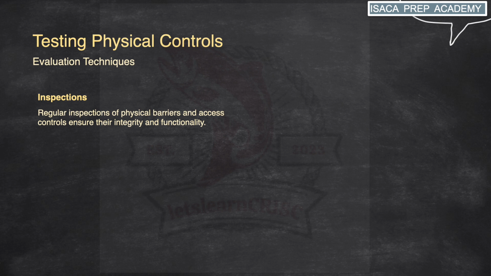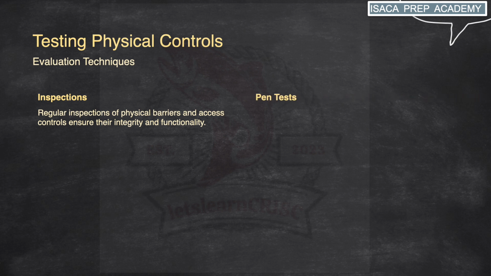Friends, by conducting regular inspection of physical barriers and access control, organizations can maintain a robust security posture, safeguarding their assets, data, and personnel from unauthorized access, theft, and other security threats. Additionally, these inspections demonstrate a commitment to security and compliance with industry standards and regulatory requirements.